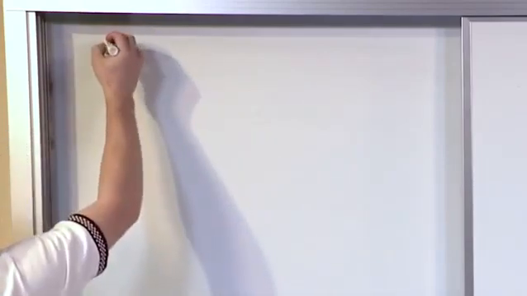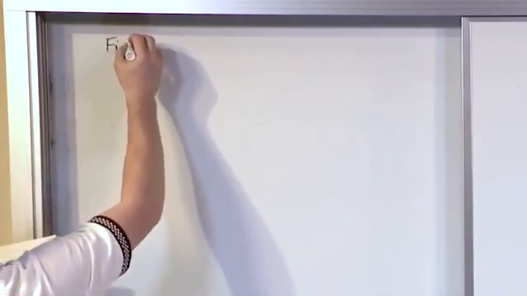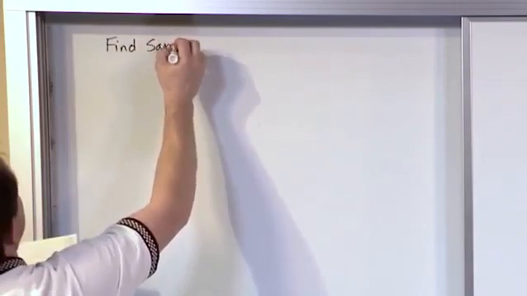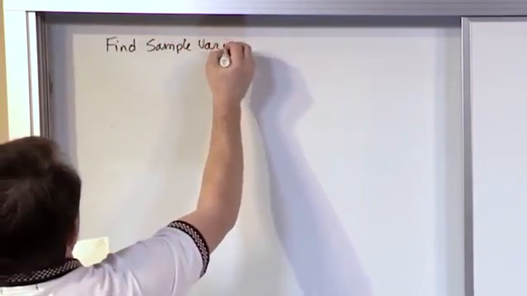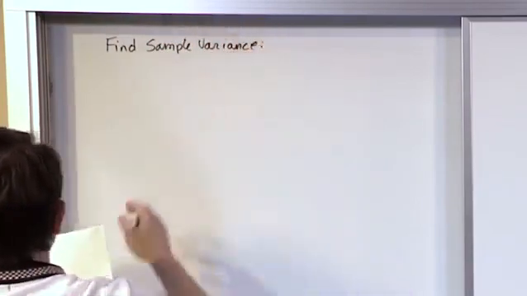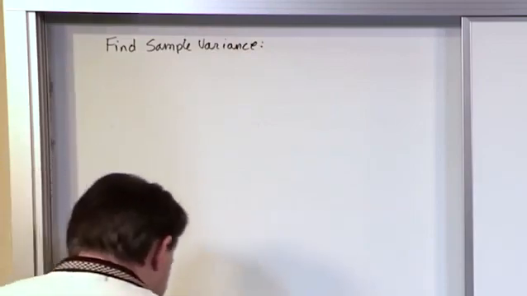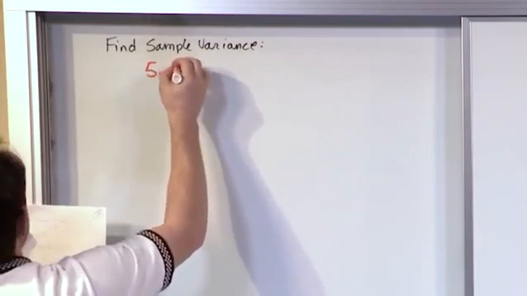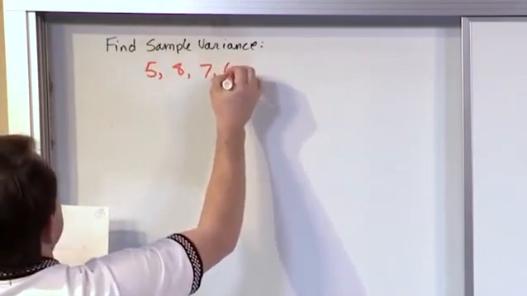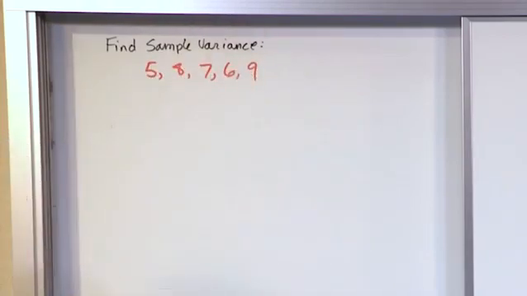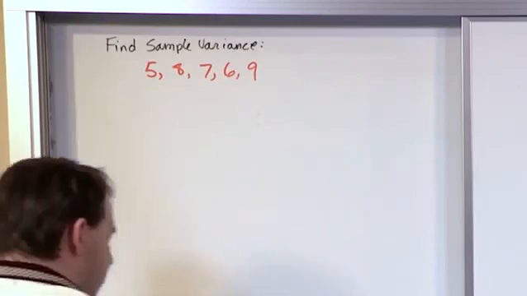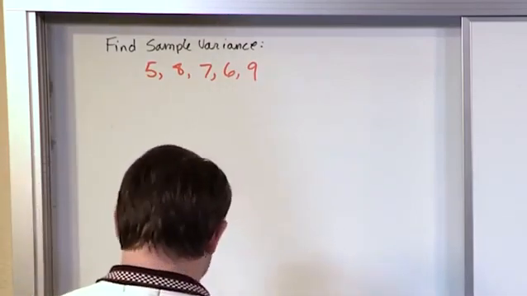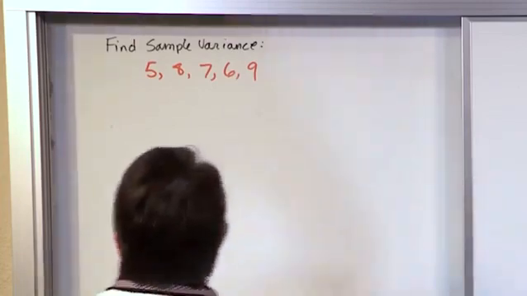So if I wanted to calculate the sample variance, I say find the sample variance of the following things. How would we do that? Let me change colors a little bit and say our data set is 5, 8, 7, 6, and 9. What we want to do is find that sample variance.